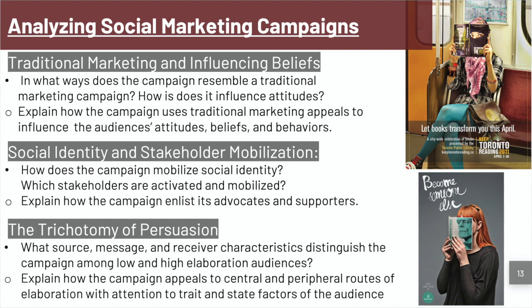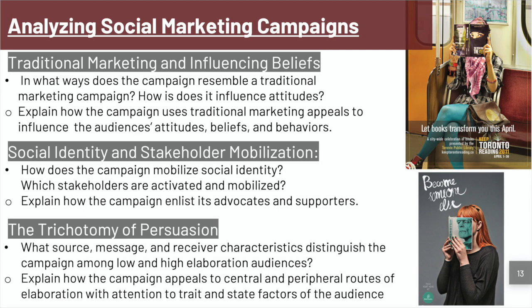The second thing you might think about if you choose a social marketing campaign is, of course, how you could connect it to the theory of social identity and stakeholder mobilization that we describe therein. And so in that regard, you might ask yourself, how does the campaign mobilize social identity, and which stakeholders are activated and mobilized, and perhaps why? If you choose that route, you might explain how the campaign enlists its advocates and supporters, and how it identifies key demographics and those individuals that it wants to tailor its message towards. Perhaps towards that end, you could think about sympathetic or supportive, neutral, and hostile audiences.